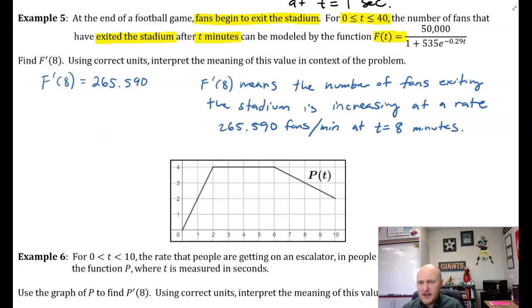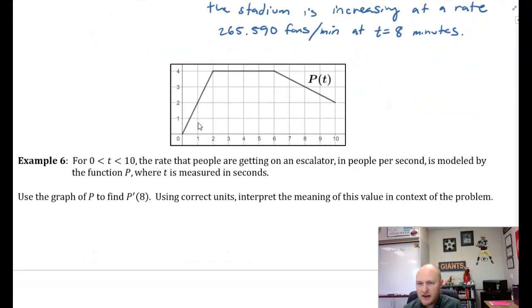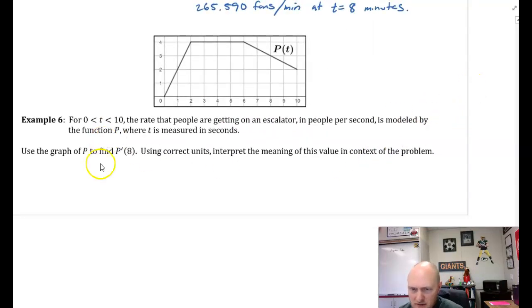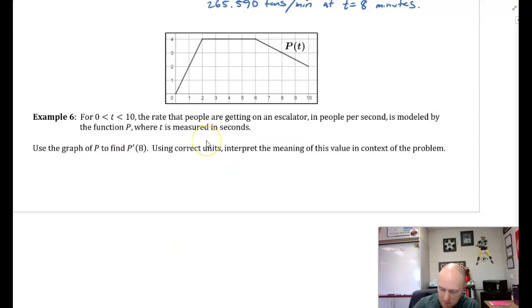Okay, so that's with a function, and then lastly here we have a graph, and they say here for 0 to t is less than 10, the rate of people getting on an escalator in people per second is modeled by the function p, where t is measured in seconds. Okay, so they say use the graph of p to find p prime of 8, and then using correct units, interpret the meaning of this in context of the problem.